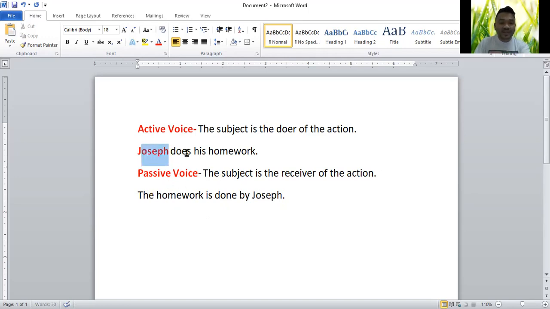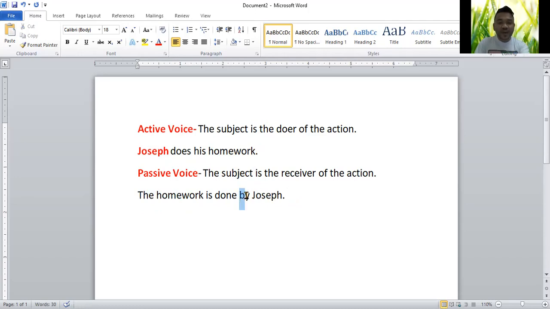Look at this. Joseph does his homework. This is active voice. Why? Because Joseph, which is the subject, is the one who performs the action. But that's not the case in passive voice. So in this particular sentence, you could say the homework is done by Joseph. This is how you transform. The homework is done by Joseph.